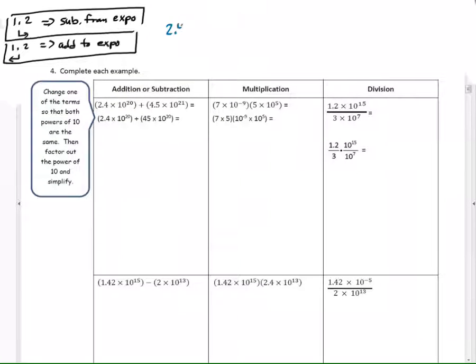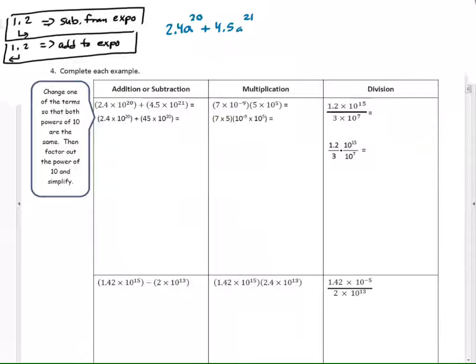If I had 2.4 times a to the 20th power. You guys see where I got this? 2.4, and instead of saying times 10, I'm saying times a to the 20th power. This says times 10 to the 20th. I'm saying 10 times a to the 20th, okay? And if I have to add this to 4.5 times a to the 21st power, I can't do it. These are not like terms. Their exponents are not the same. Does that make sense? Yeah.